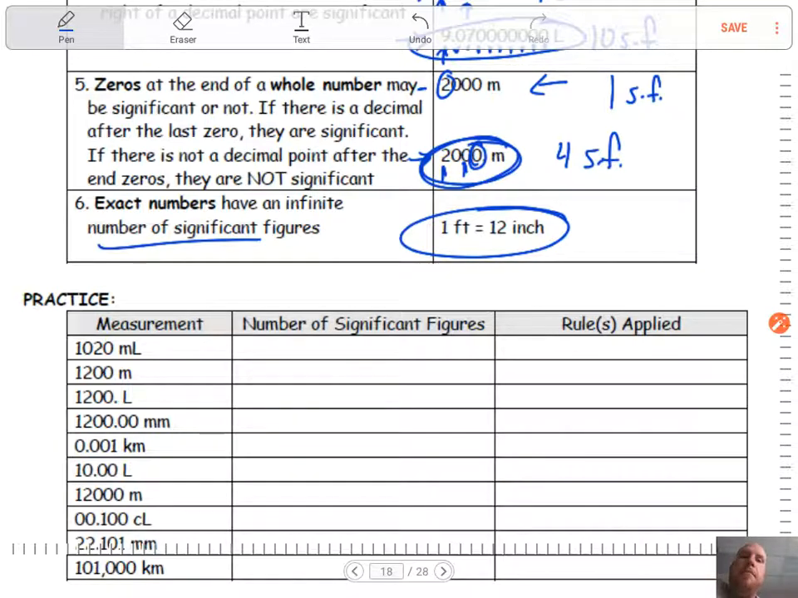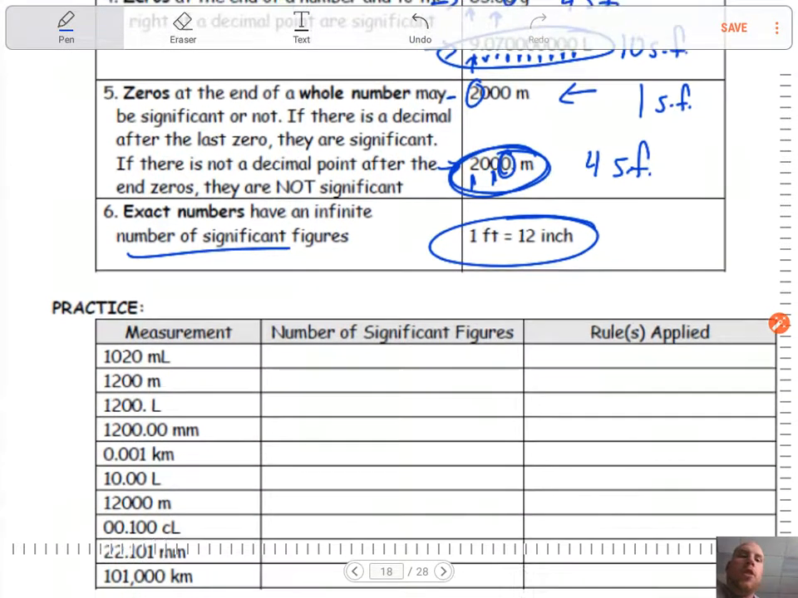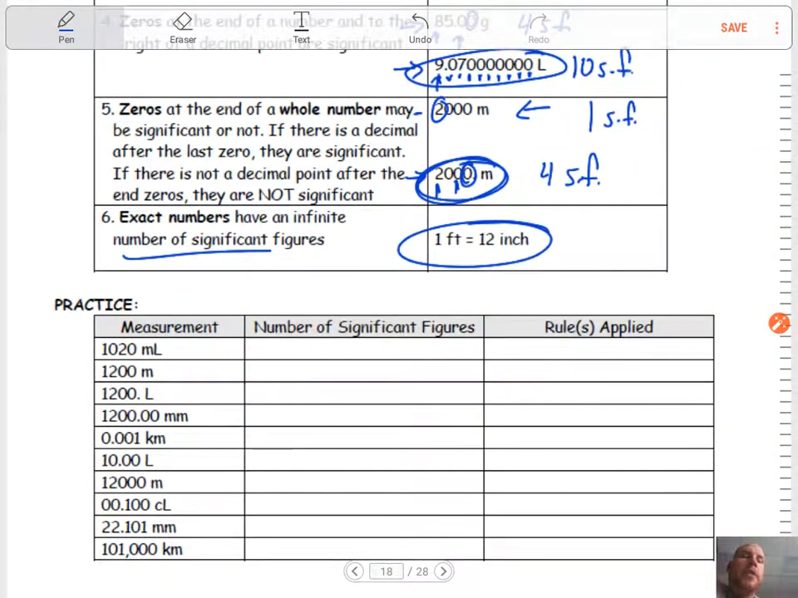They're pieces that people have already looked at and confirmed, so we don't need to worry about that. So when doing calculations, you always go back to your original number, which we'll talk more about.